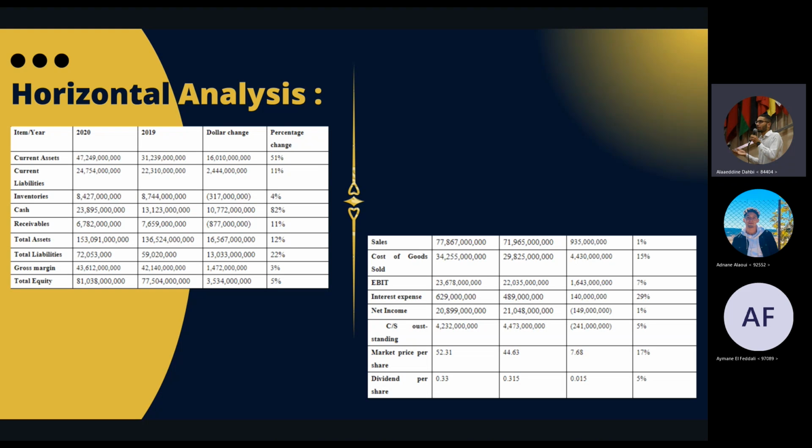However, there is something that is a bit surprising, which is the increase of the gross margin with 3%, even if we have an increase of 12% in the cost of goods sold, as well as an 82% increase in cash. But we shouldn't disregard the increase of the liabilities of 22%, which was stated above because of the heavy loan that the company took or the heavy accounts payable.